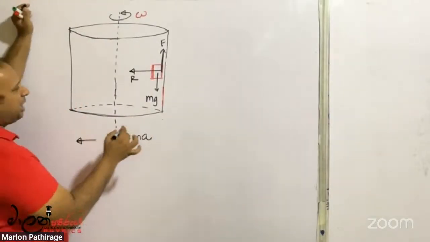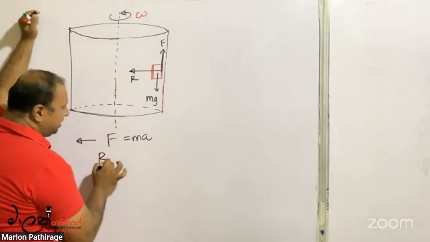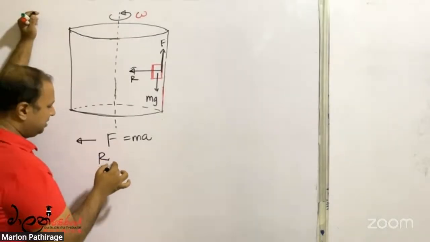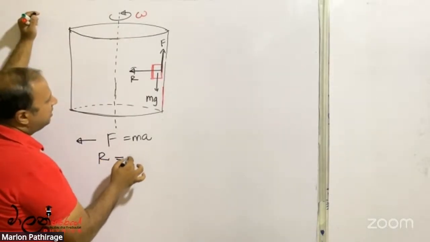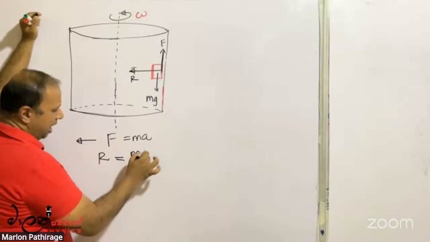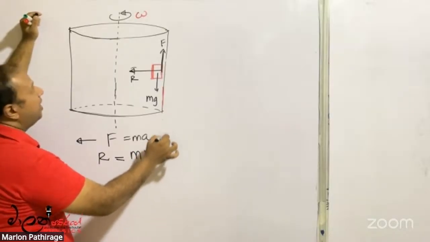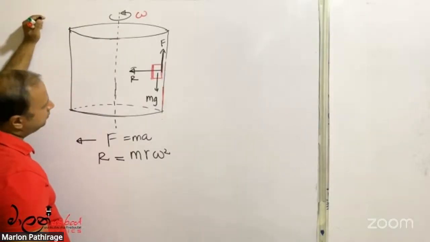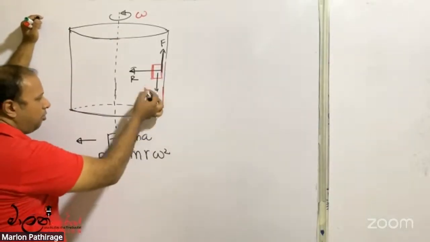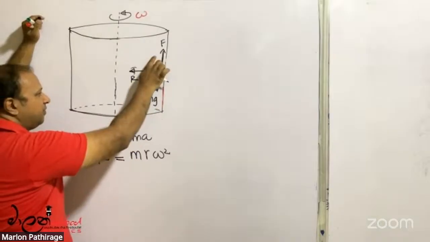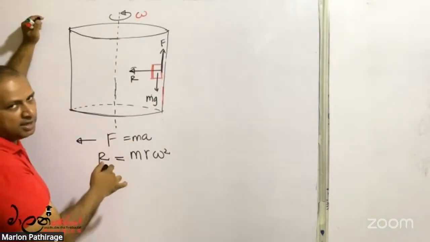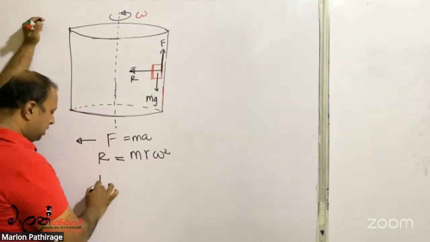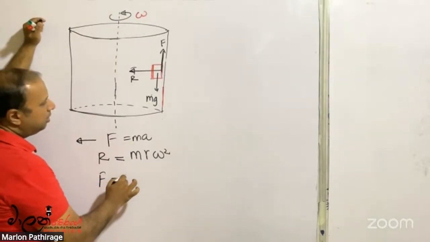Okay. Now R is the centripetal force. R is equal to m r omega square. Now we are given omega. m r omega square. And you know, the friction force should be equal to mg because there is no sliding down here. If there is no sliding down, F should be equal to mg.